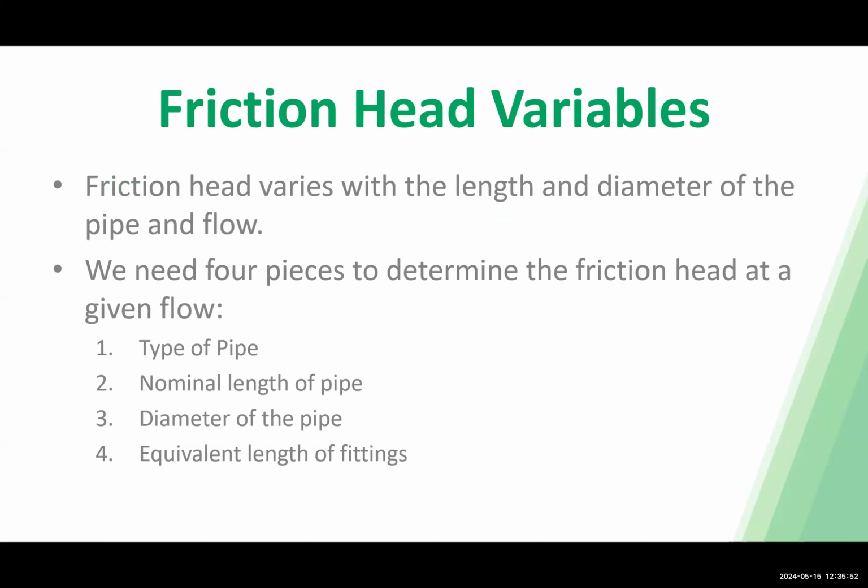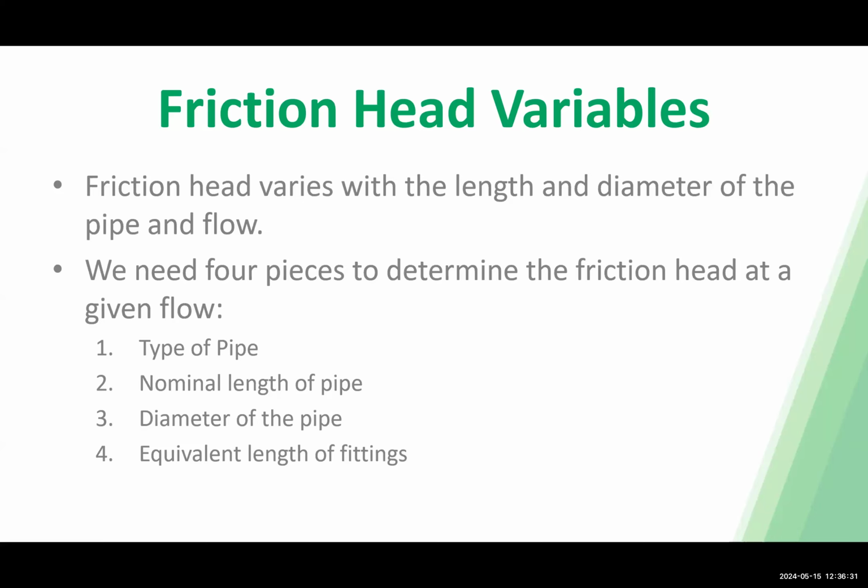So let's break down friction head just a little bit more. Friction head is going to vary with the length and diameter of your pipe and the flow. So we need 4 pieces to determine the friction head at a given flow. First off, you need to know what type of pipe is being used for the project. You need to know the nominal length of your pipe. That's going to be your length of straight pipe that is being put in place. You need to know the diameter of the pipe. And then lastly, you need to know your equivalent length of fittings. The first three are fairly easy to determine. There's not really any kind of calculations that go into making that determination.